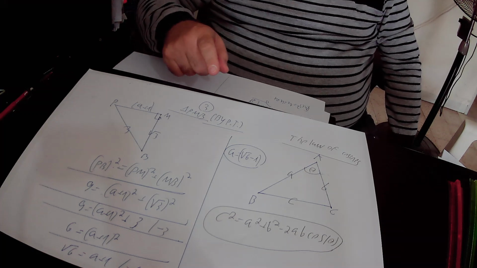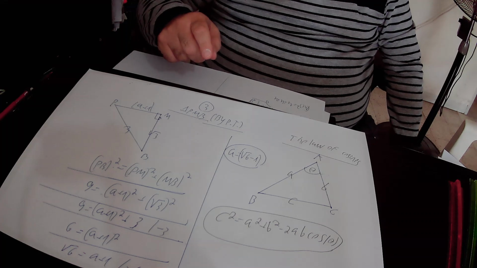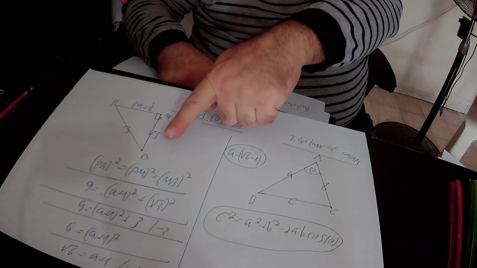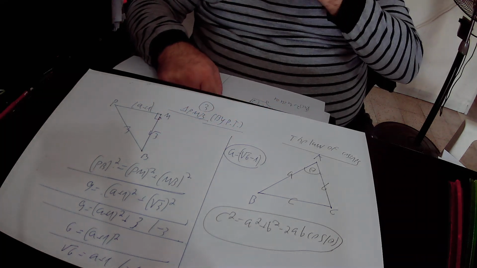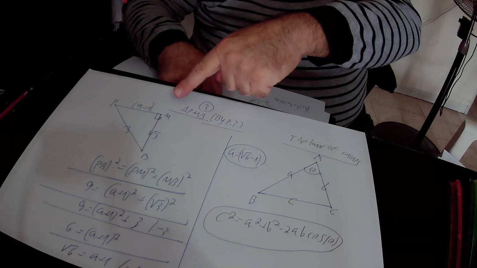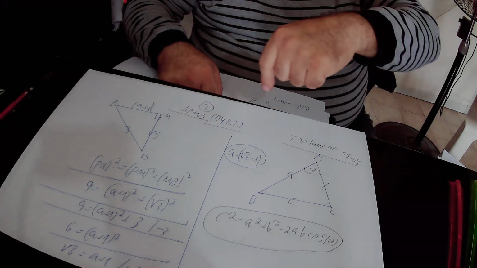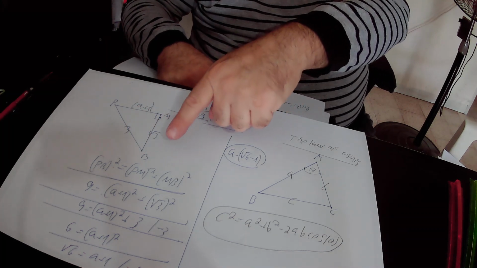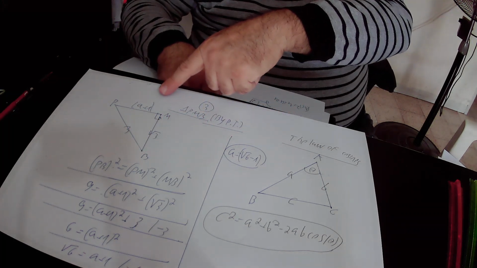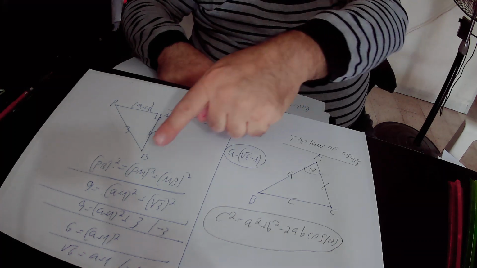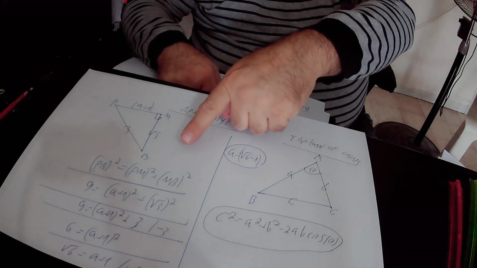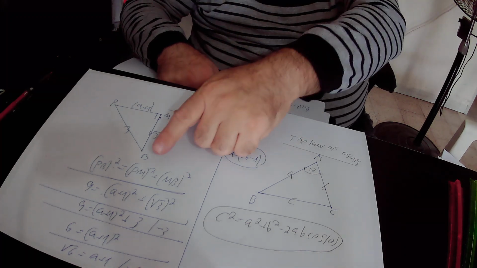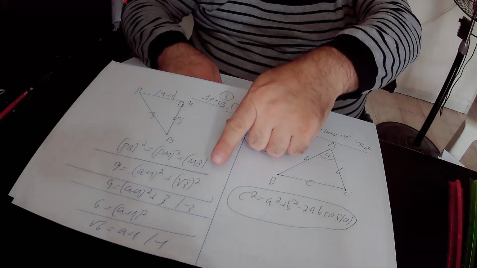Here, according to the Pythagoras theorem, the square of the hypotenuse equals the sum of the squares of the perpendiculars. The hypotenuse is PB, therefore the square of the hypotenuse is PB square, and it must be equal to PM square plus MB square. PB is 3, therefore PB square is 3 square, that is 9, and it is equal to PM square. PM is A plus 1, therefore PM square is A plus 1 square, plus MB square. MB is square root of 3, therefore MB square is square root of 3 square. So in conclusion, we found that 9 equals A plus 1 square plus square root of 3 square.